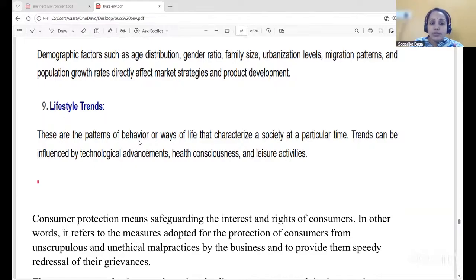Then we have lifestyle trends. These are the patterns of behavior of lifestyle that characterize a society at a particular time. That means what kind of health conscious people they are, what activities they do at the time of their leisure period, what the technological advancements are. So based on the lifestyle also, we have to produce the goods and services according to their lifestyle trends. These are some of the components of the socio-cultural environment.